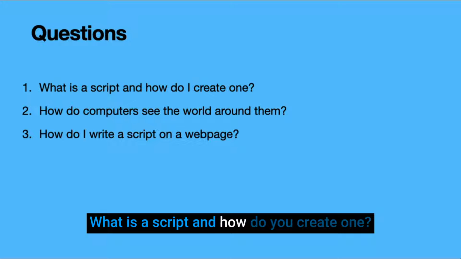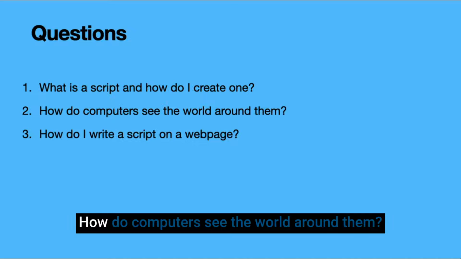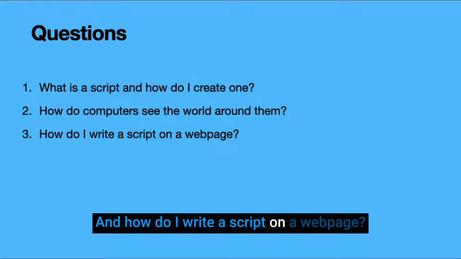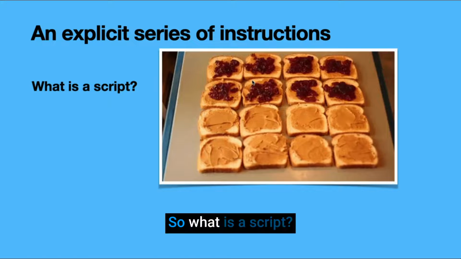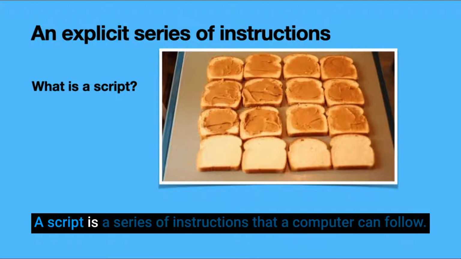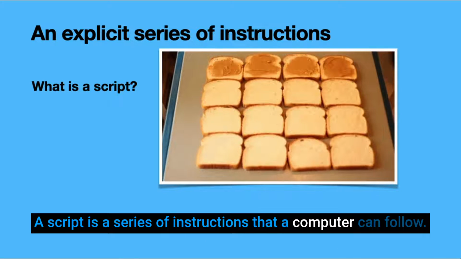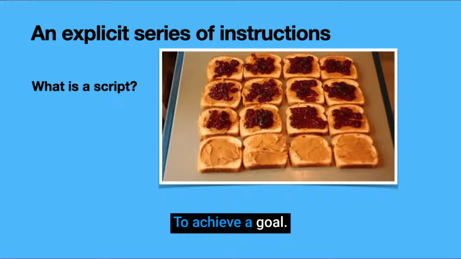What is a script and how do you create one? How do computers see the world around them? And how do I write a script on a web page? So what is a script? A script is a series of instructions that a computer can follow to achieve a goal.